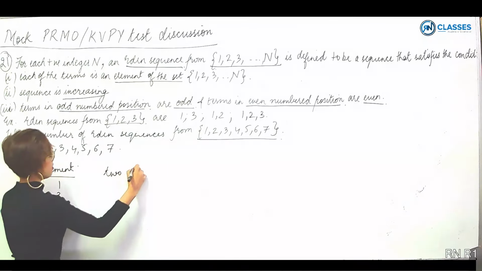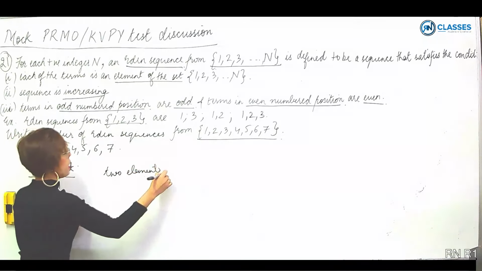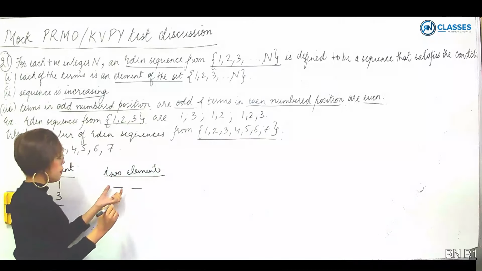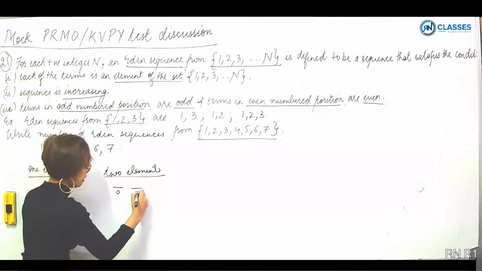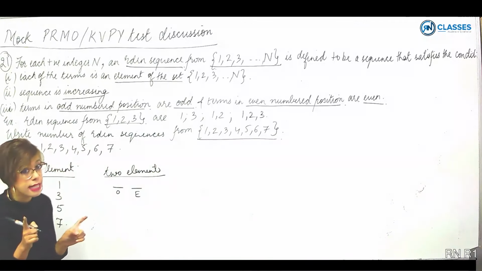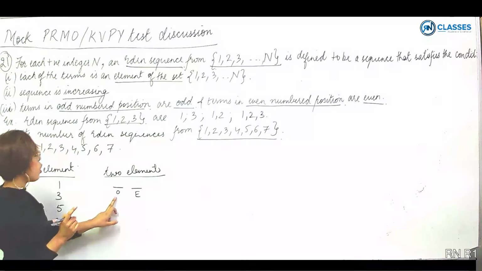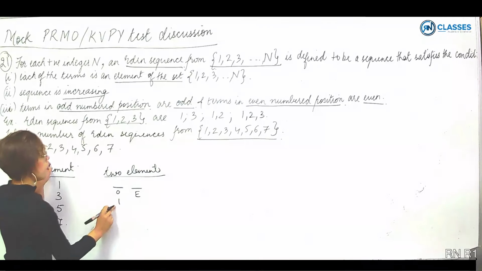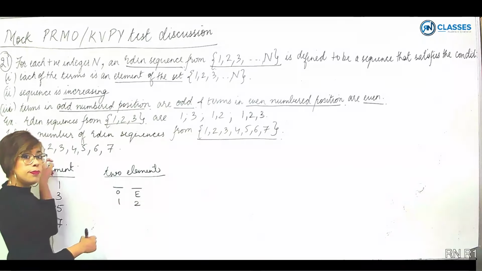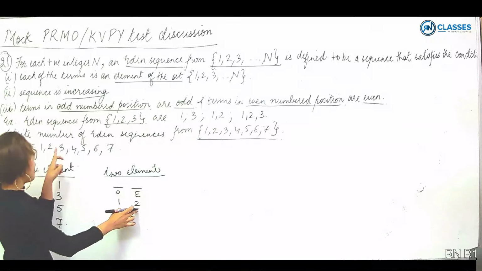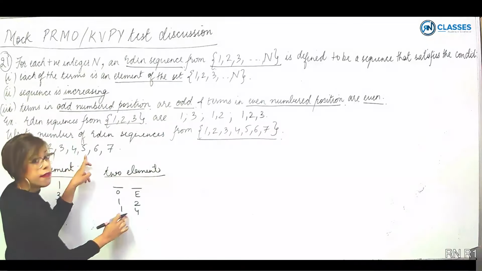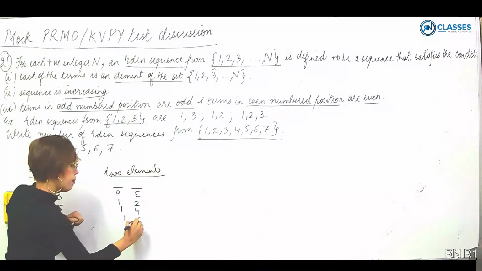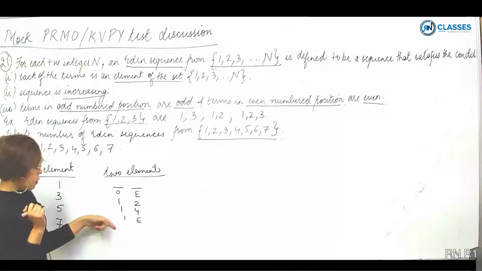2 element sequences. Now 2 elements are there, that means first an odd number should be there, second an even number should be there. Also the sequence has to be increasing, so I have to be careful. First odd is there, so let me start with 1. Now second even, so I can have 2. Then I cannot have 3, maybe I can have 4, so 1, 4 is there. I cannot have 1, 5, I can have 1, 6 though. Done. Sequences starting with 1 are exhausted.